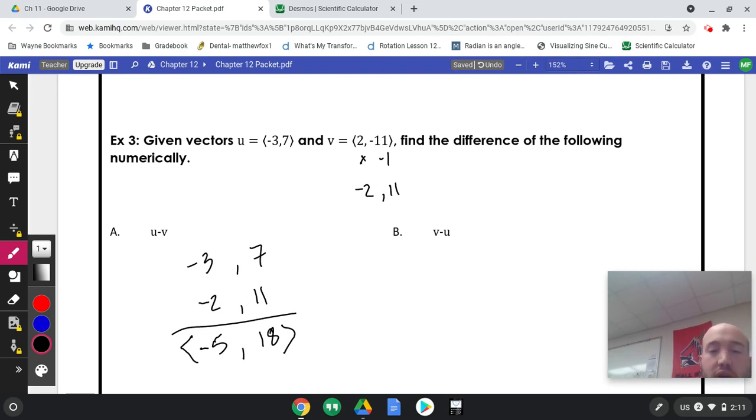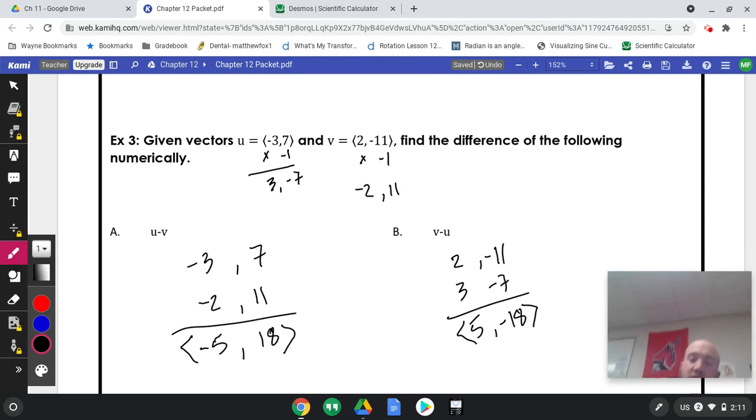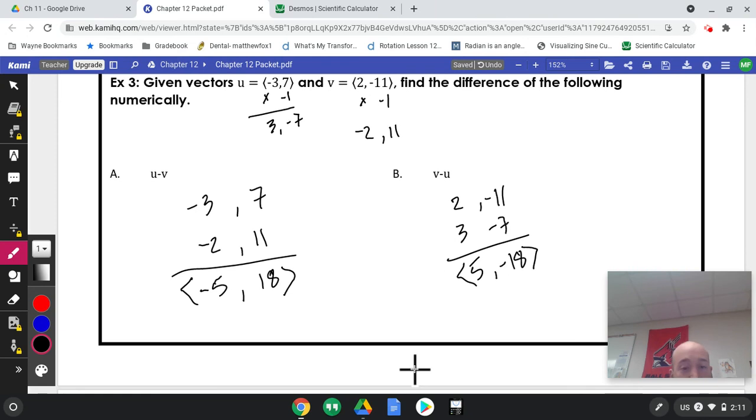Meanwhile, v minus u, we're going to start with the original v, so 2 and -11. We'd multiply this by -1, 3, -7. And that's going to result in 5, -18. You'll probably notice the numbers are the same, but the signs are different. So -5 and 5, 18, -18. Okay, so there we go. That's all we've got for today. Just keep in mind, if you subtract in a different order, it will change which way it's going.